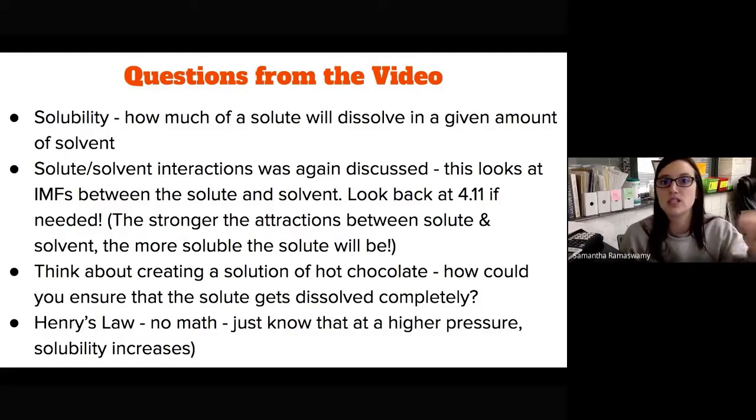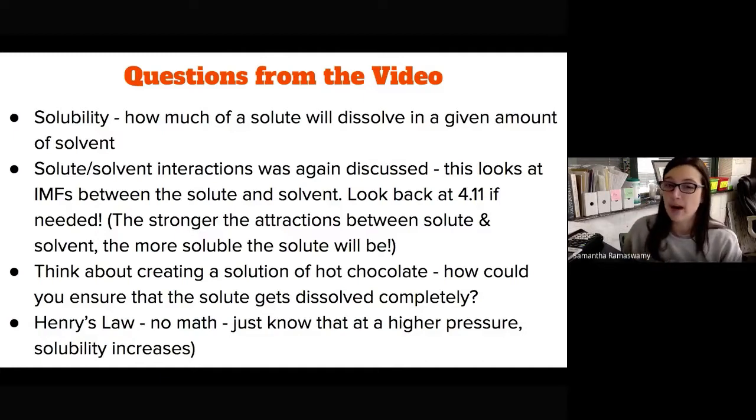So the solute is what gets dissolved. The solvent is what does the dissolving. For us, the universal solvent is water. So we use water as the solvent a majority of the time. In last night's video, solute-solvent interactions were again discussed. So remember, this looks at intermolecular forces between the solute and the solvent. And if you need to look back at video 11 from yesterday, that's where I made sure to add a lot of information about the solute-solvent interactions.